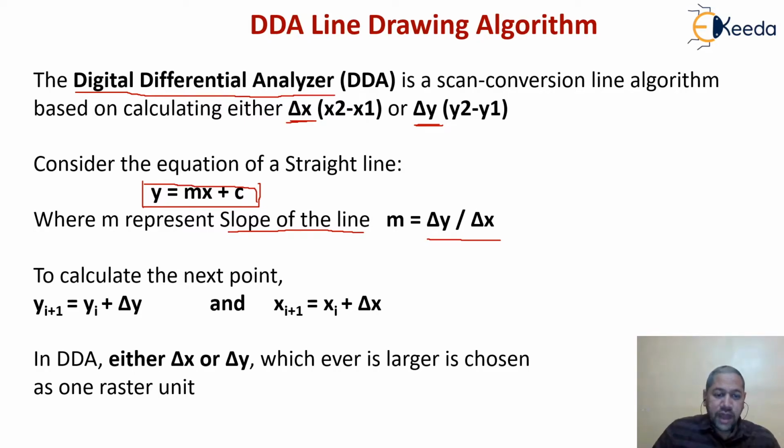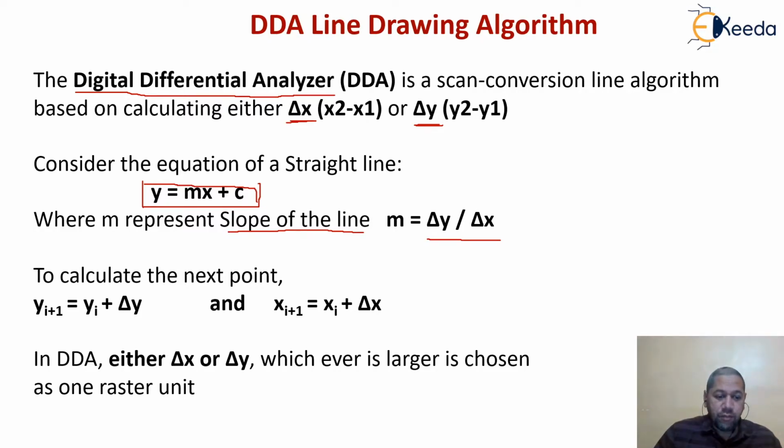Now suppose I know the first point of the line, or any point on the path of the line, maybe the starting point. Then I know x1, y1: the x value and the y value of the starting point are known to me. I also know x2 and y2, so I know delta x and delta y. In that case it is very easy to calculate the next point of the line.